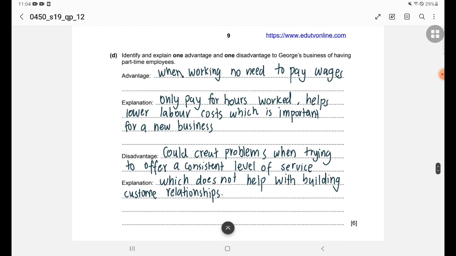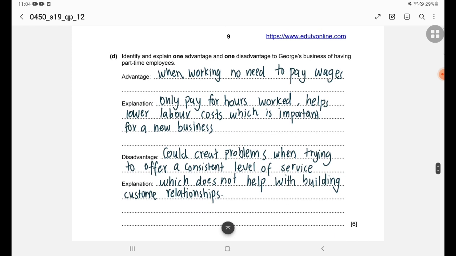Okay, part D. This is a very famous question and it comes in both paper 1 and 2, and it's always repeating, I feel like. So it's good if you know this by heart. Identify and explain 1 advantage and 1 disadvantage to George's business of having part-time employees. Okay, advantage: when working, no need to pay wages. So they only have to pay for hours worked, helps lower labor costs, which is important for a new business.